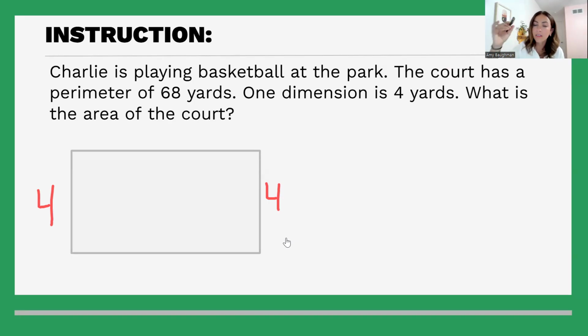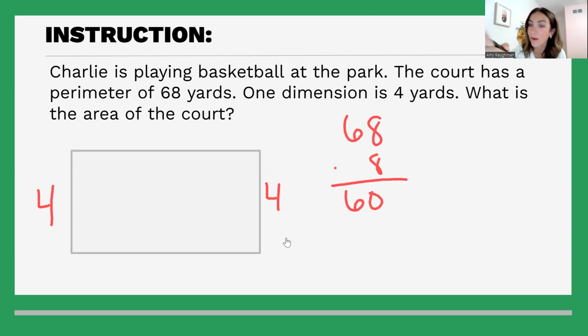Aiden. Excellent. 4 plus 4 is 8. Let's take 8 and subtract it from 68. So we're left with 60. And then once again, we are going to split it in half, divide that by 2. 60 divided by 2 is 30.